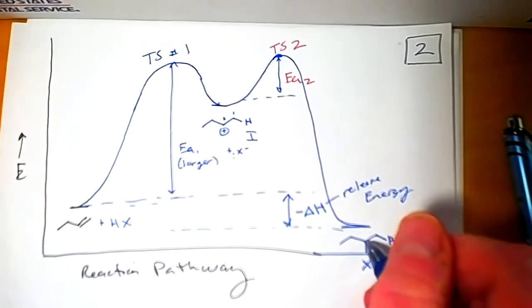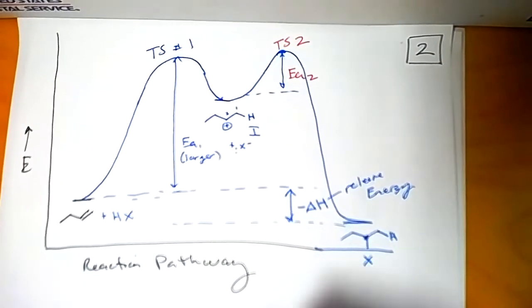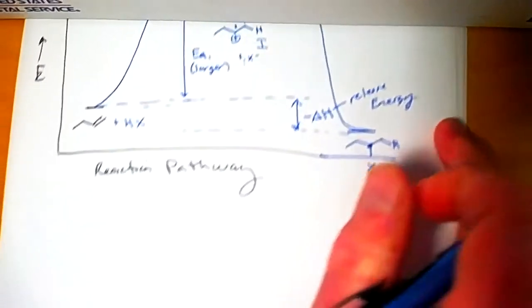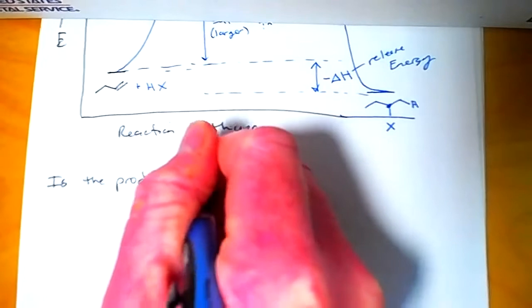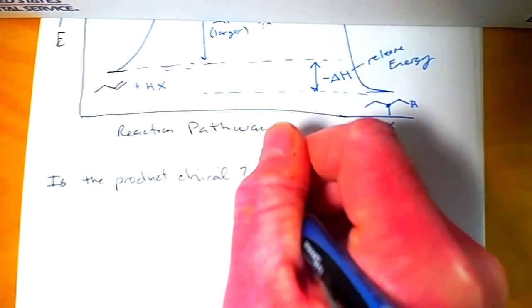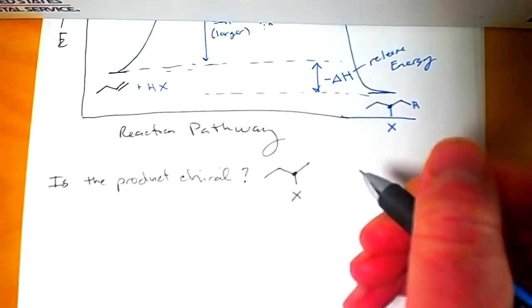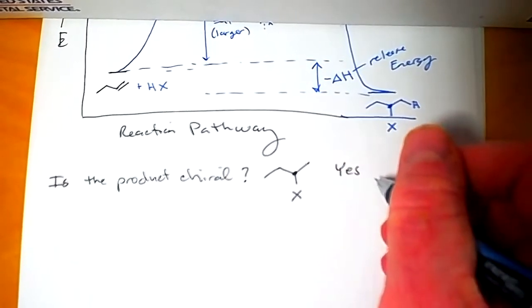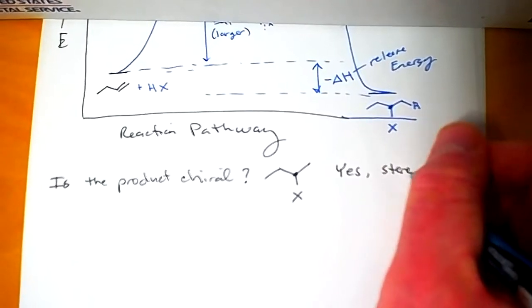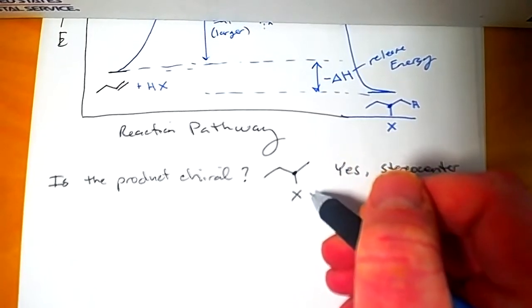Now, a couple of things I want to say about this product that we've just formed, and that is a question about its stereochemistry. Is the product chiral that we have produced? So this product right here. And the answer is most certainly yes, it is, as we have a stereocenter right here. We have 4 different things that this is attached to.